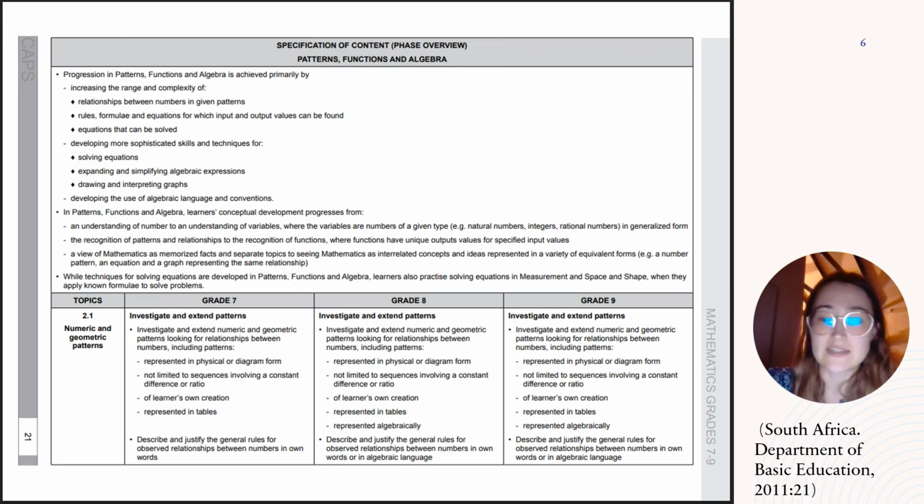In grade 7, this has a weighting of 25%. Grade 8, it is 30%, and grade 9, a weighting of 35%. So in this topic, the trend goes up. The weighting of this goes up depending on the grade.